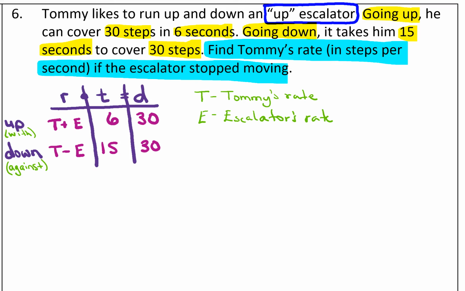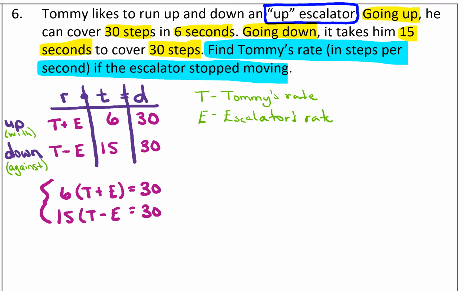So now we have this system. And because I like to put the number in front, so instead of distributing backwards, I like to distribute forwards, we're going to have 6 times (T plus E) equals 30. And then we would have 15 times (T minus E) equals 30. So here's our system. Now we have a choice. We could distribute 6 times T, 6 times E, 15 times T, 15 times E.